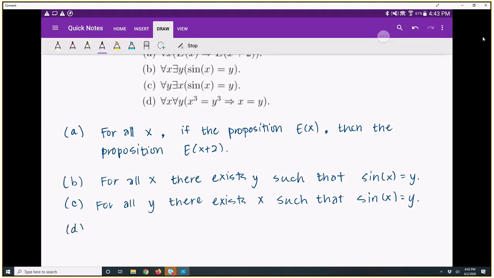Finally, for D, we have the universal quantifier for all x and then the universal quantifier for all y. So we'd say for all x and for all y, or we could have just put comma for all y. Inside the parentheses is an implication. So we're going to say if x cubed equals y cubed, then x equals y.